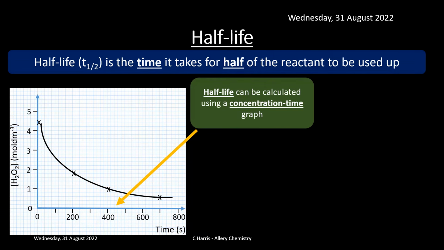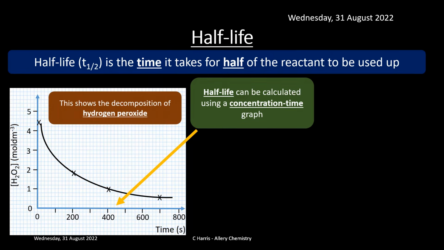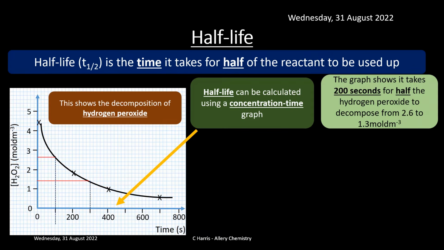Okay, so this is the graph that you take straight from experimental data. So we've got a graph here, and this is going to show the decomposition of hydrogen peroxide over time, as you can see on the axes. So the graph shows it takes 200 seconds, as you can see at the bottom there, for half the hydrogen peroxide to decompose. So from this point here to here, that's half of it to decompose. It took 200 seconds to do that. Okay, so that's dropped from 2.6 to 1.3.